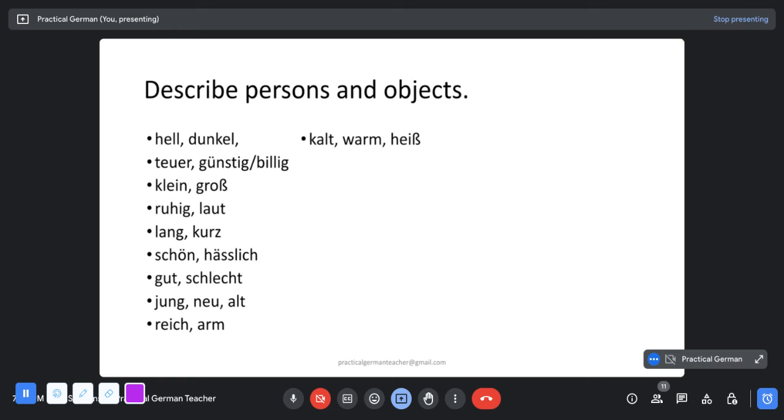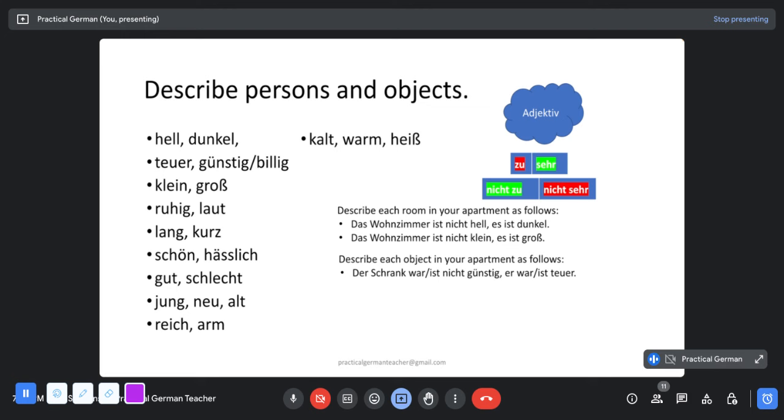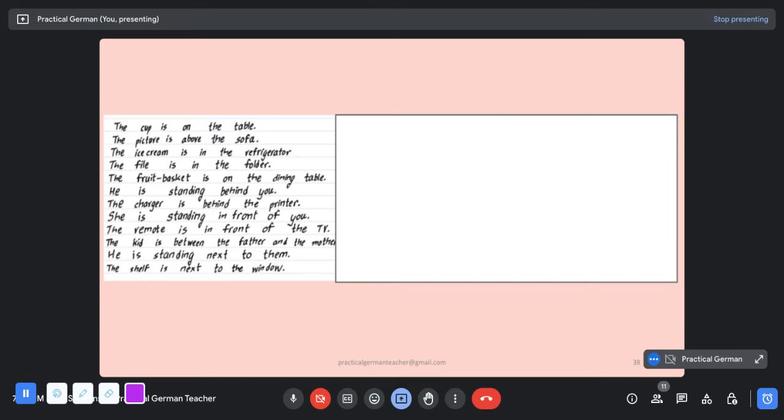if you just know the adjectives. And then we looked at the zu and ze. I told you ze is positive, zu is negative. So if I say du bist sehr gut, then there is positive. If I say du bist zu gut, then it is kind of negative, something like that.